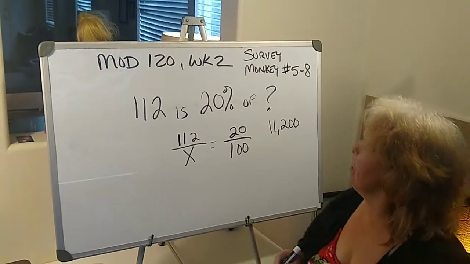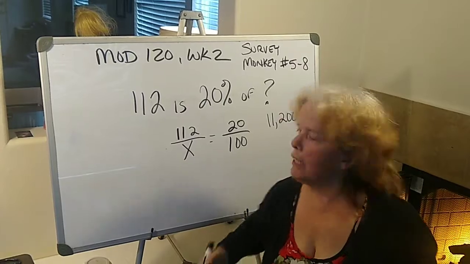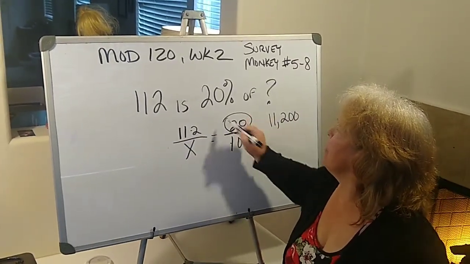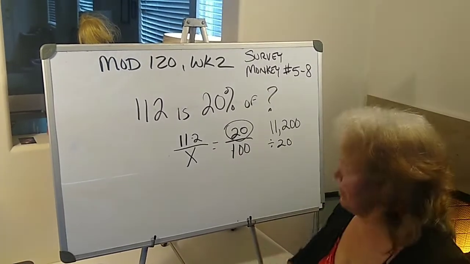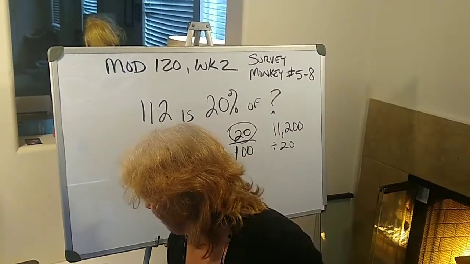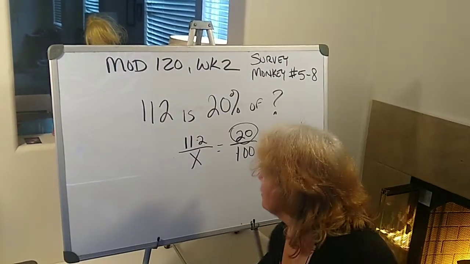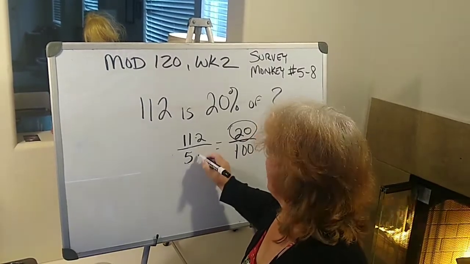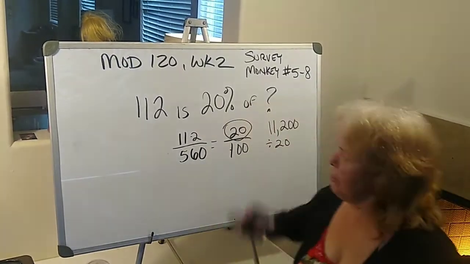And then you divide by whatever number is remaining. So we use this number and this number, so this is the number that remains. So we'll divide by 20. So divided by 20 equals, so the answer is 560. Okay?